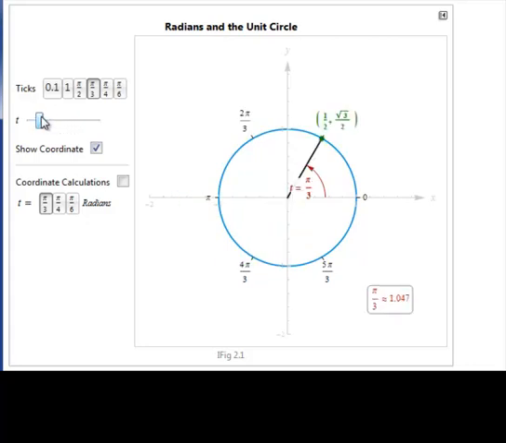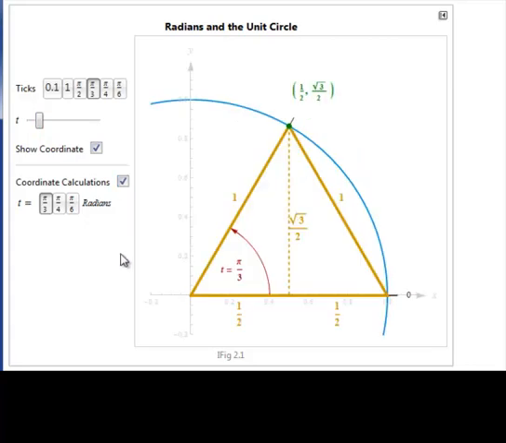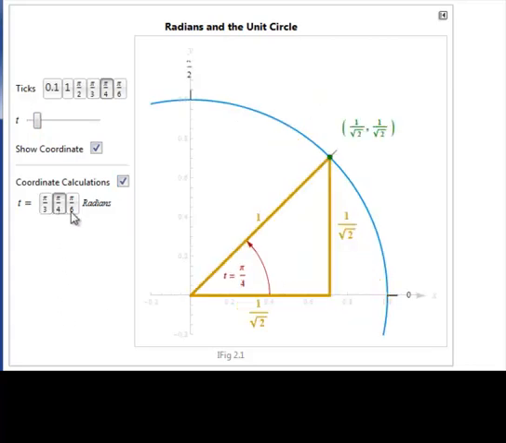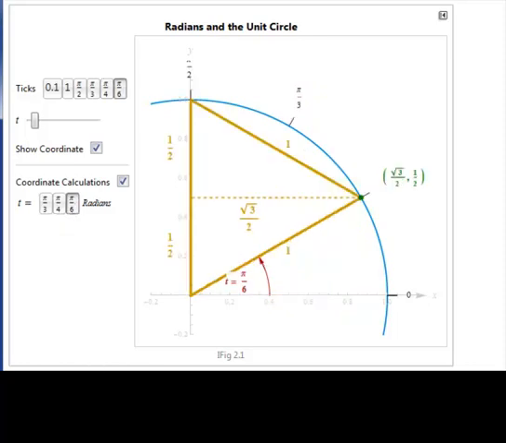By checking the coordinate calculations box, we can see the calculations for 3 angles, pi over 3, pi over 4, and pi over 6. We see that pi over 6 and pi over 3 share related values.